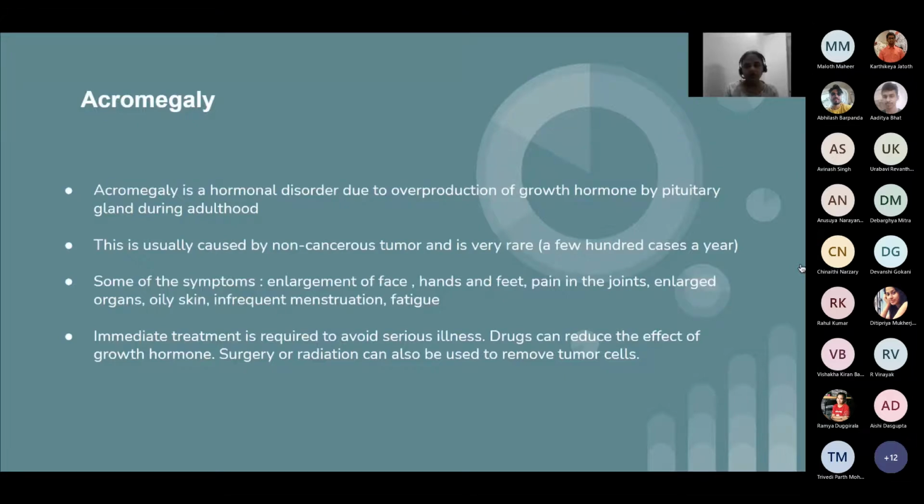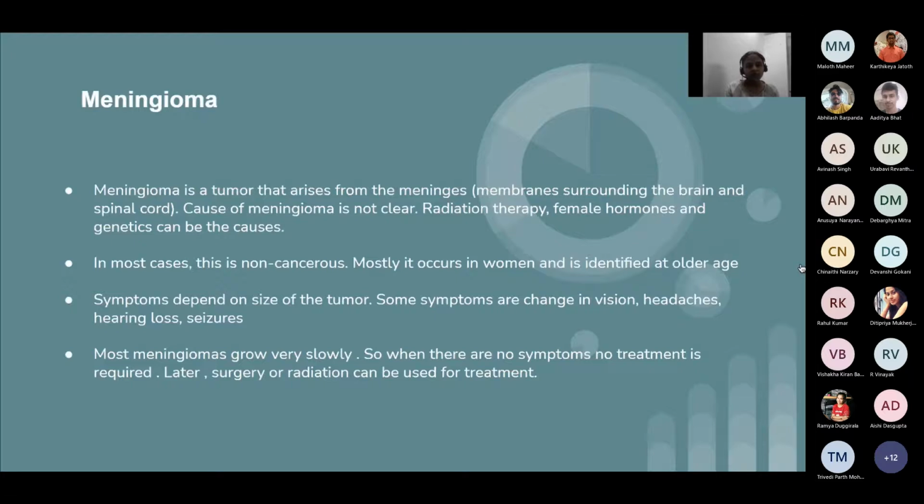Drugs can reduce the effect of the growth hormone. Surgery or radiation can also be used to remove tumor cells. Now let's see about meningioma.